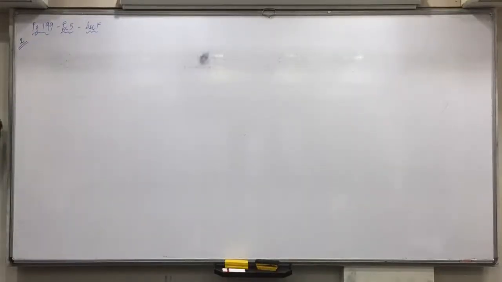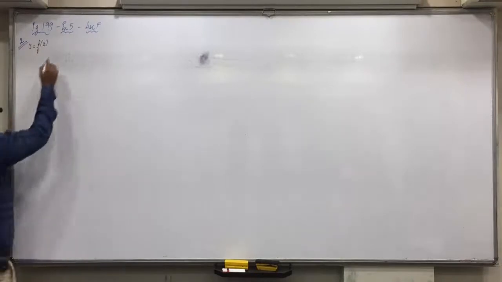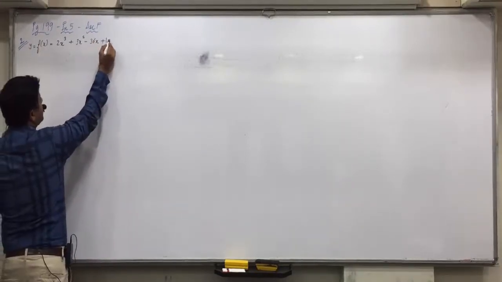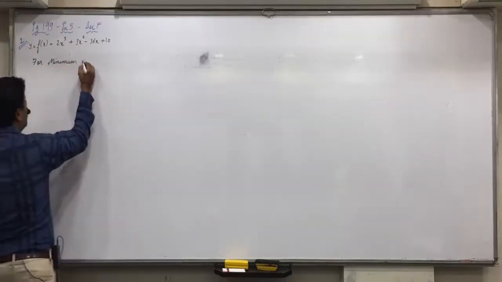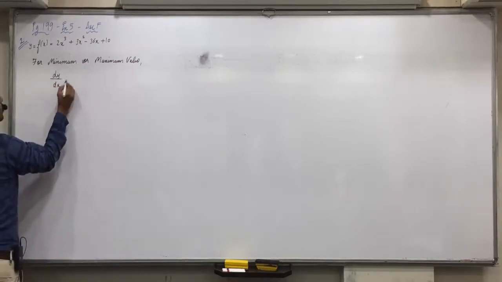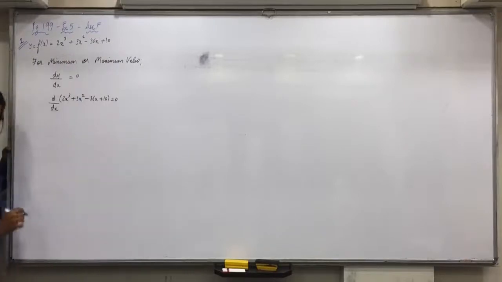Find the values of x which maximize or minimize f(x) equals, f(x) means y, 2x cube plus 3x square minus 36x plus 10. Then also find the maximum and minimum values of f(x). So for a minimum or maximum value, dy upon dx must be equal to 0. So d upon dx of this whole equation must be equal to 0.